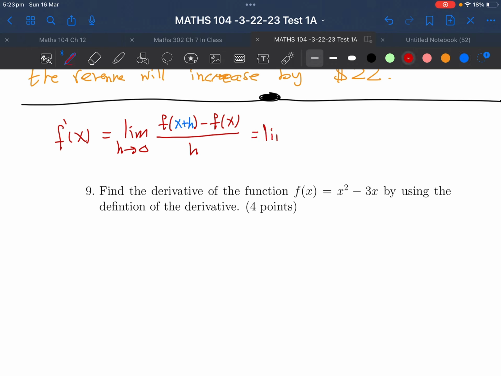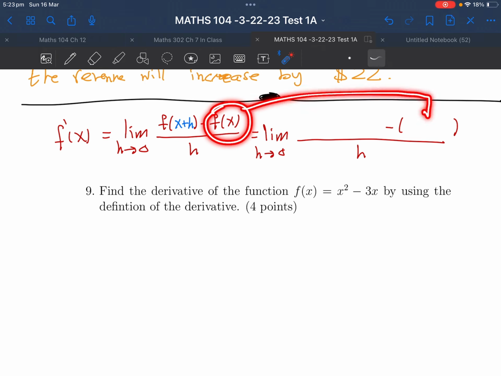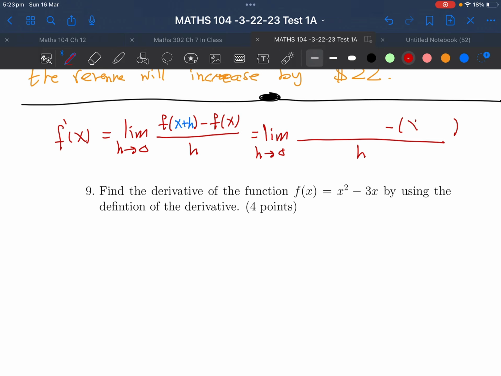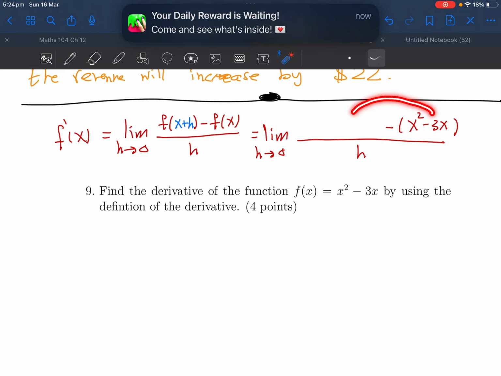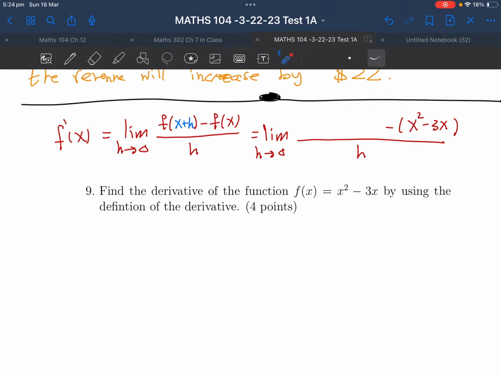Now, how do you do that? We will do it step by step. First of all, we keep h as is. Second step, you need to write the function here. This function, the original function in the question, just write it down here between two brackets. So we get x squared minus 3x. Next, write this function again here, but don't write x, just write an empty bracket. So we get x plus h, x plus h.